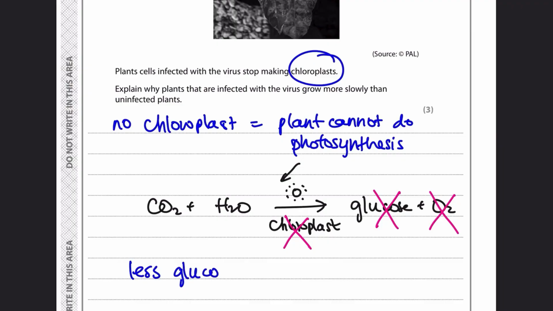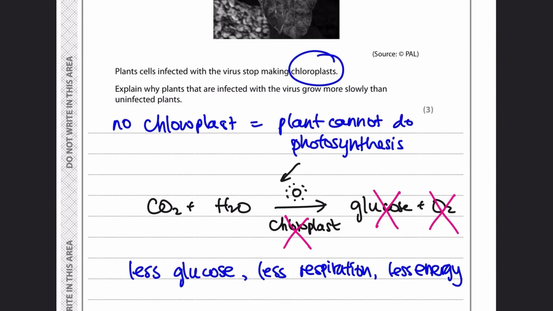If you think about it, the glucose is what matters in terms of plant growth, right? It's asking you, why does it grow slowly? Because it's got less glucose. Why would having less glucose make it unable to grow? Because glucose is used for what? For respiration. So less glucose, less respiration. And what's the key word linked to respiration? Less energy. And if you have less energy, as a plant, how can you grow very well? Does that make sense?